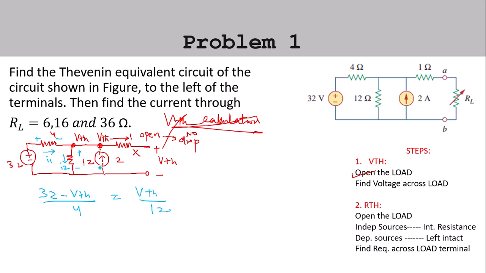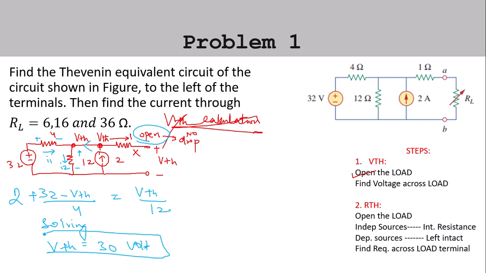This is the leaving current, and if you see the 2 ampere, it is also entering a node because it cannot move towards right. It is an open circuit over here, so it will move towards left only, right? So this 2 ampere is also entering, so we have to write it on this side. So 2 plus this value will be VTH by 12. Now what we need to do is just solve it a little bit. Once you solve this equation, because we have only one unknown, you will get VTH value equal to 30 volt. Okay, you can try this by yourself.